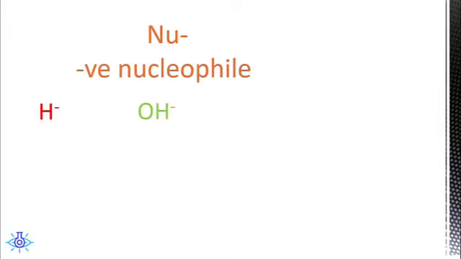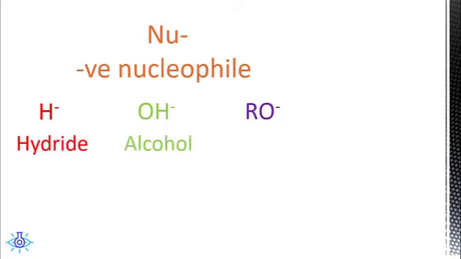Hydride, hydroxide, alkoxide are examples of negative nucleophiles. H- is hydride, OH- is hydroxide and RO- is alkoxide. They have excess electrons indicated by the negative sign. Hence they are negative nucleophiles.